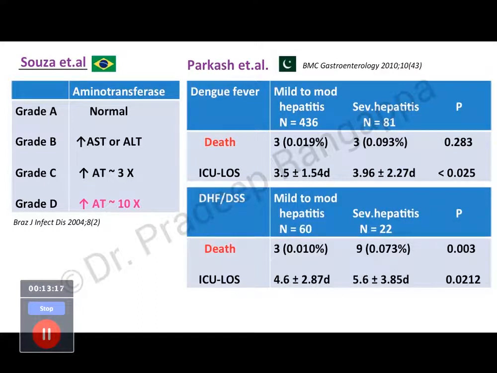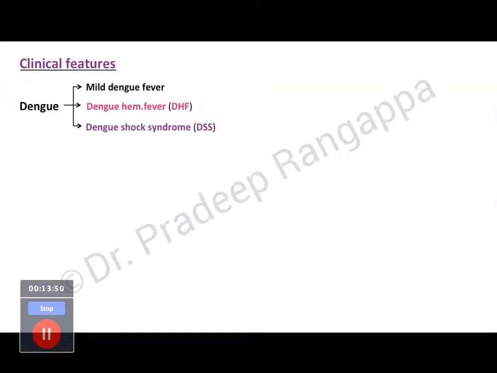Then they took dengue hemorrhagic fever or dengue shock syndrome. They had 60 patients with mild to moderate hepatitis and 22 with severe hepatitis, and they found the death was more where there was severe hepatitis, which was statistically significant. But for ICU length of stay, there was no difference. Basically, from this study, you can conclude that liver being affected may be an important prognostic marker for longer stay in ICU or for high mortality, more so when they present with dengue hemorrhagic fever or dengue shock syndrome. So we need to be worried. If the liver is severely affected, it does have a bearing on mortality and length of stay.